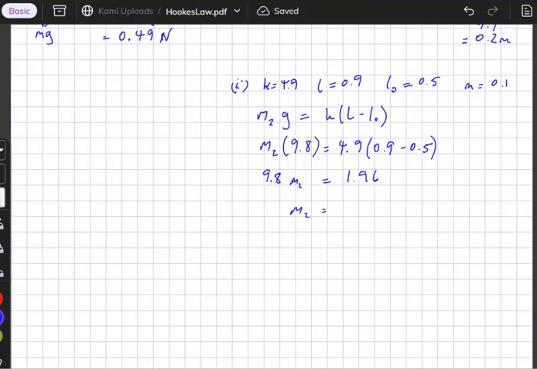So my new mass needed is going to work out quite nicely, it's going to equal 0.2. Therefore the extra mass that we're actually going to need is that mass minus the pan mass. So the extra we're going to be putting on is going to be 0.1 kilos. Okay, moving on.